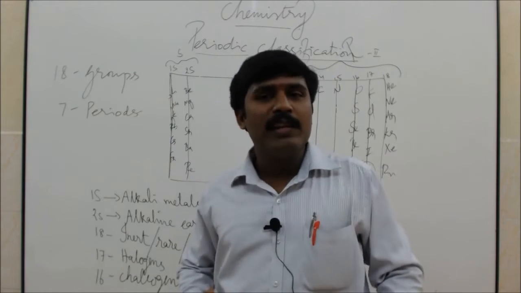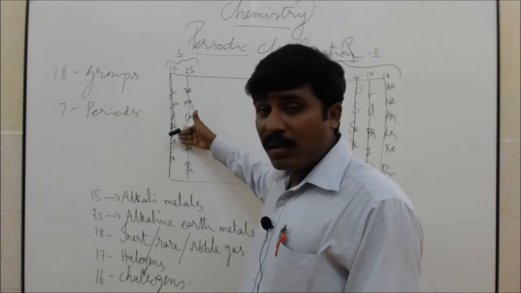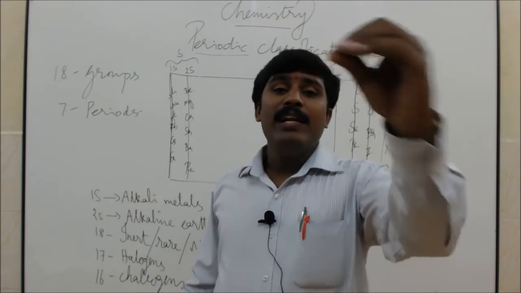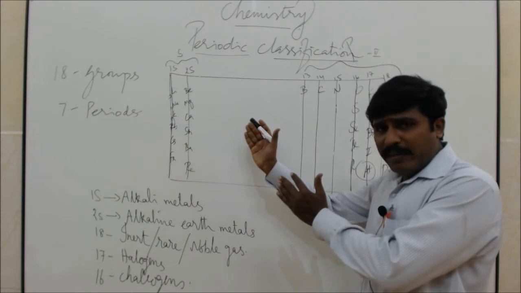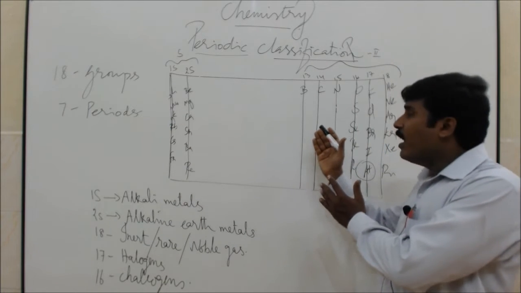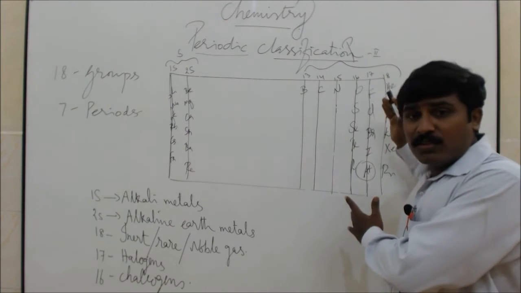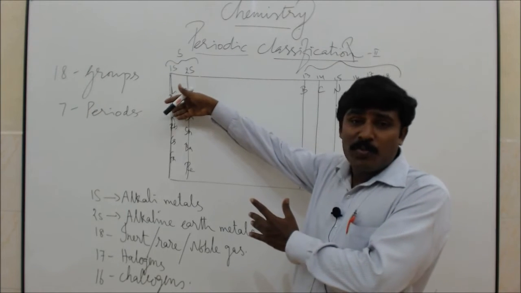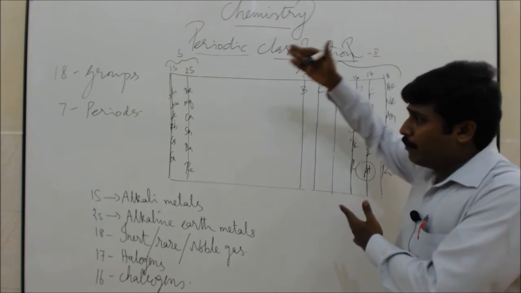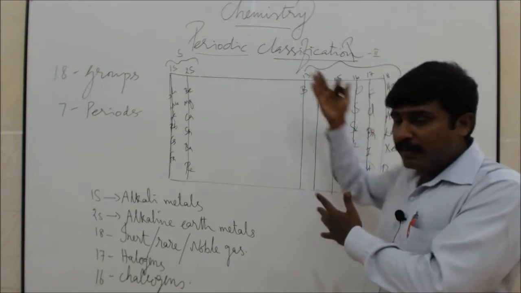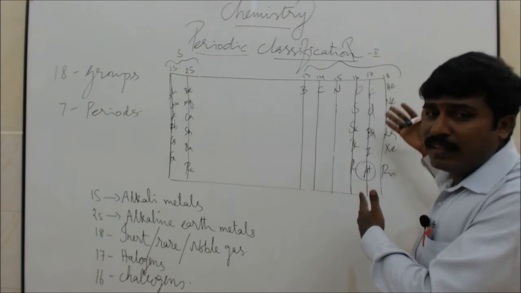So highly electropositive metals, which ones? The sodium, potassium and all. This means 1s block elements are highly electropositive metals. Going this way, slowly metallic character decreases, non-metallic character increases. So these are highly electropositive metals, these are least electropositive metals. That means what? Metals, non-metals. These are metals, these are non-metals.